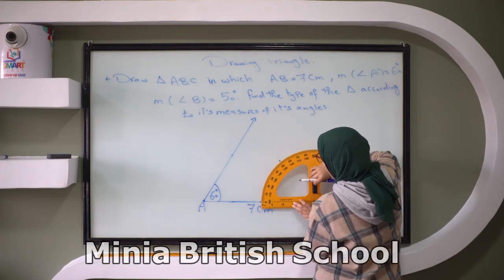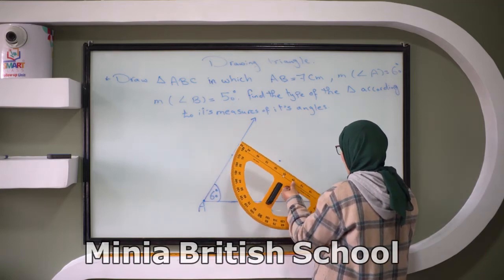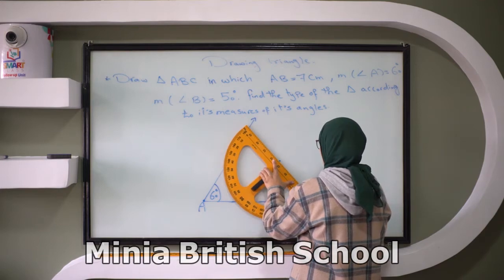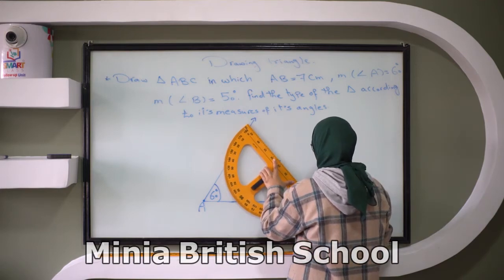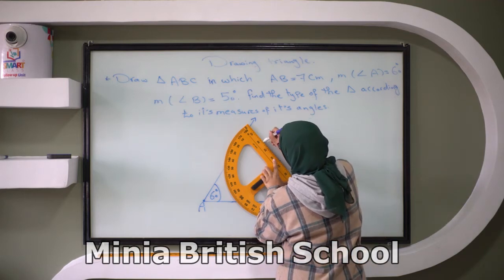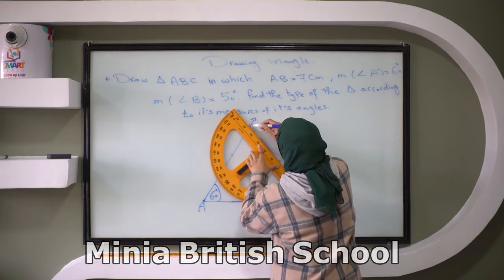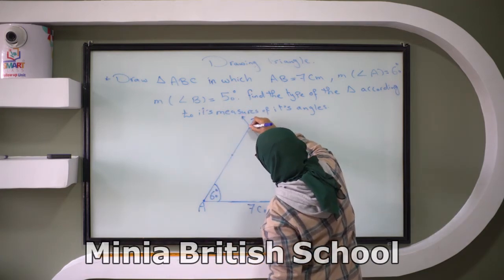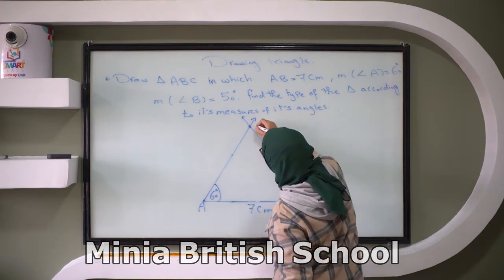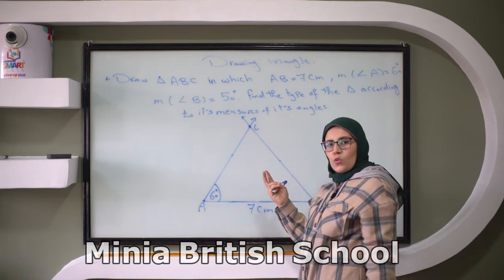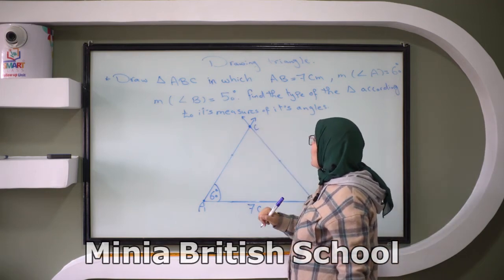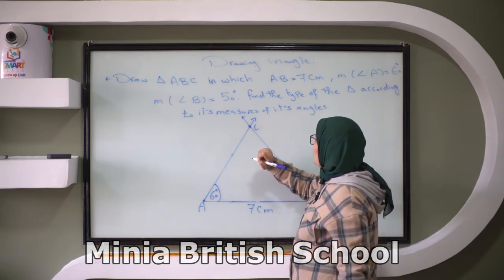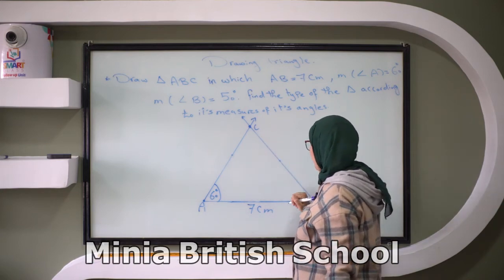So I will make a dot. Then I will draw a ray, making it pass through this dot and longer than this. I will extend this ray until it intersects with this ray at a point. This point is called point C. When the two rays intersect, they meet at a point. This point is called point C or vertex C.